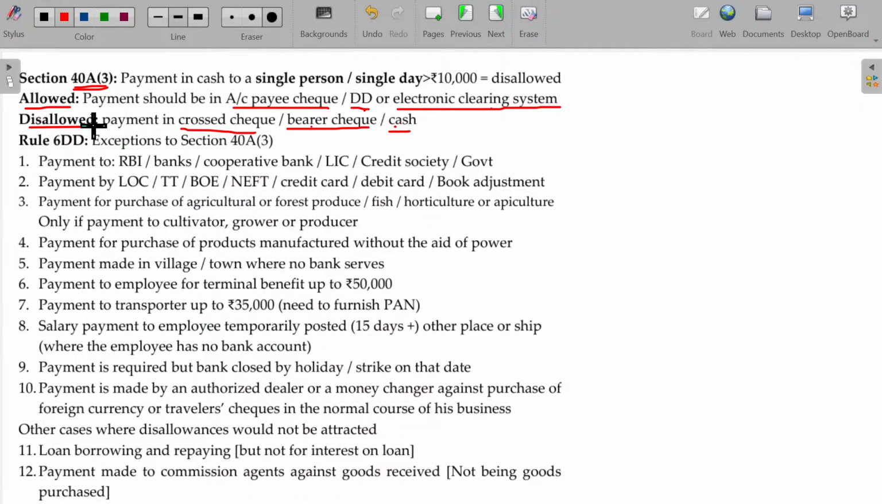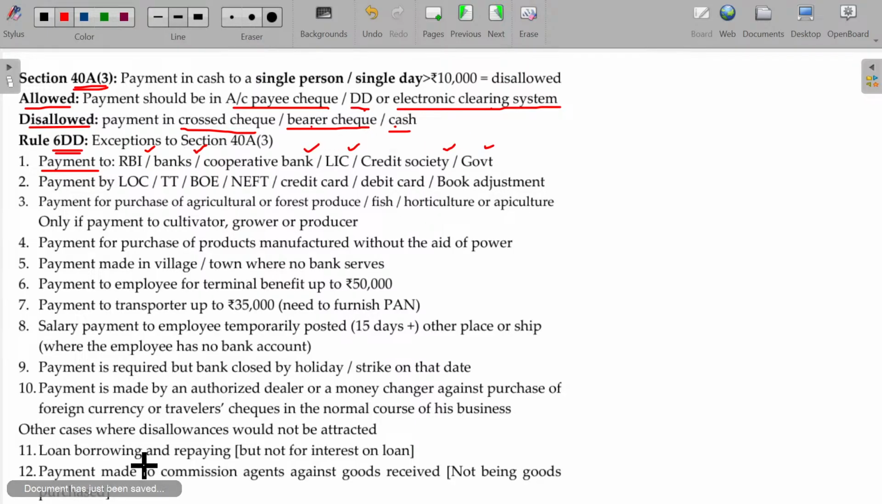Some exceptions are given under rule number 6DD. Once it was asked about exceptions where payment in cash beyond 10,000 is also deductible. List out around 4 or 5 items. You need not remember all these things, but at least 4 or 5 items you have to remember. Anyhow, I have given around 12 items, grouped so that you can easily memorize them. One is payment to banks. If you are depositing an amount in the bank, of course you have to deposit it in the form of cash, right? So any payment made to RBI, banks, cooperative bank, LIC, credit society, government.